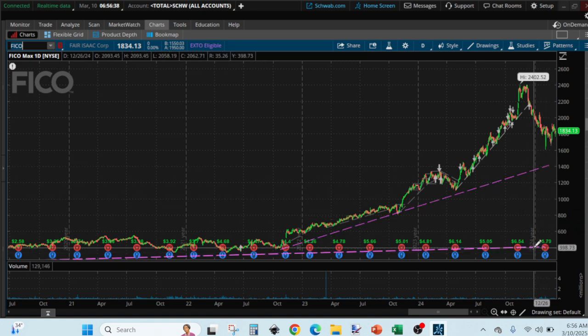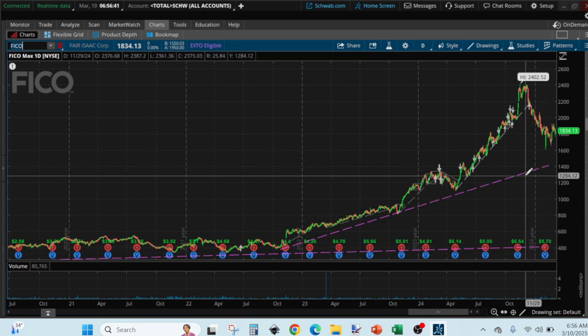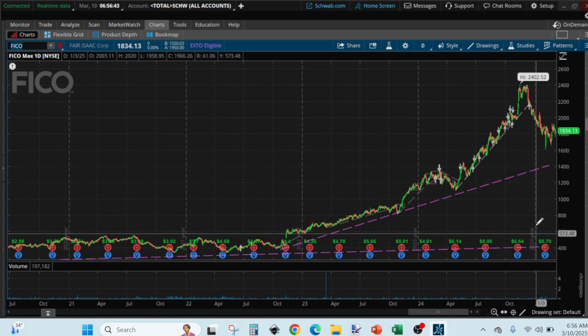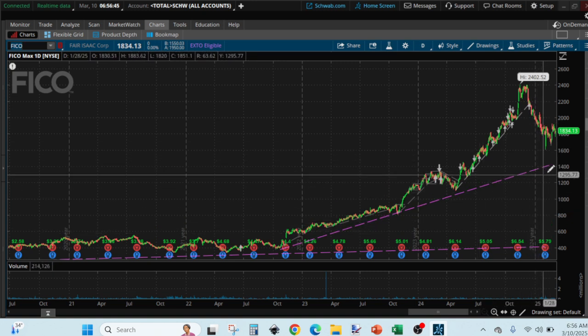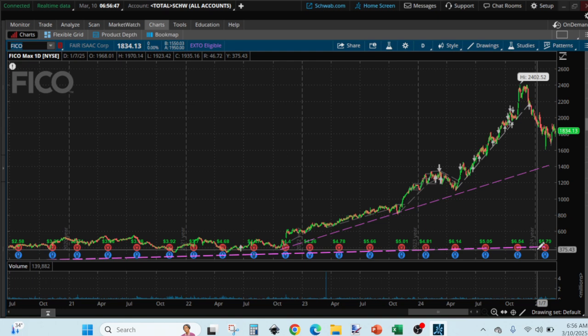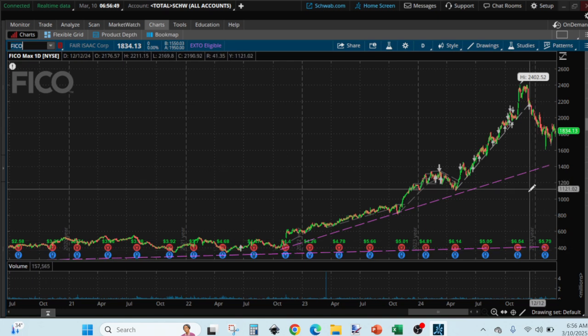And we have 2 uptrend lines that we trade so that we can buy at, but it's most likely to use this one than to use this one. But we'll just keep observing it.